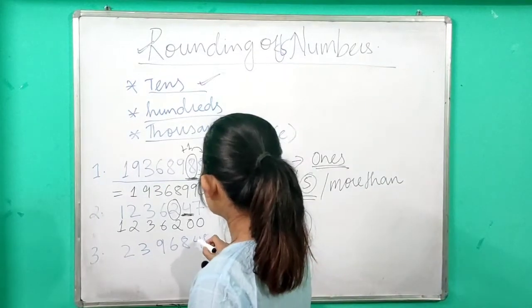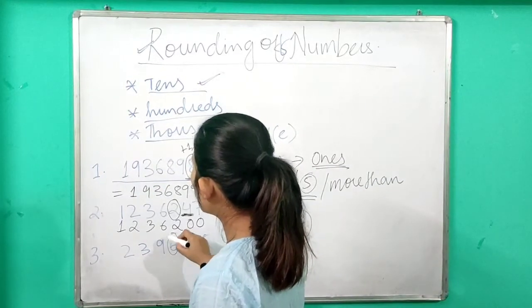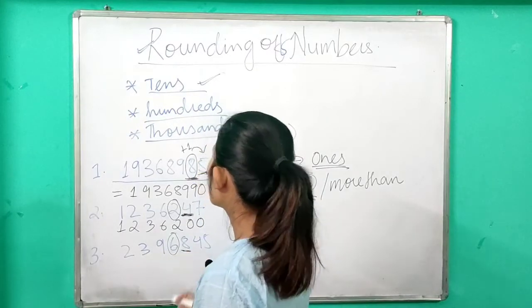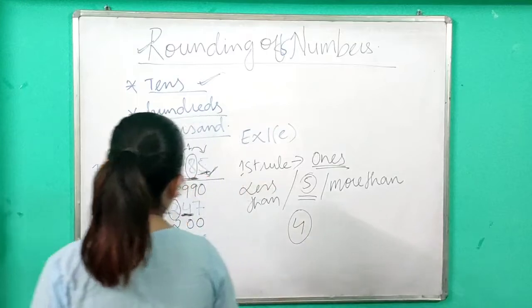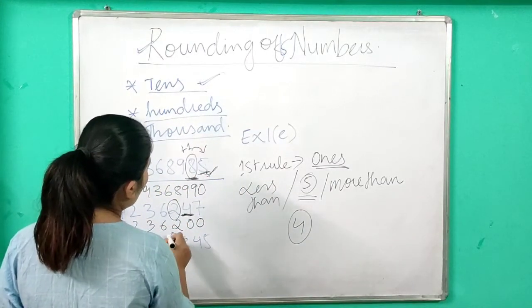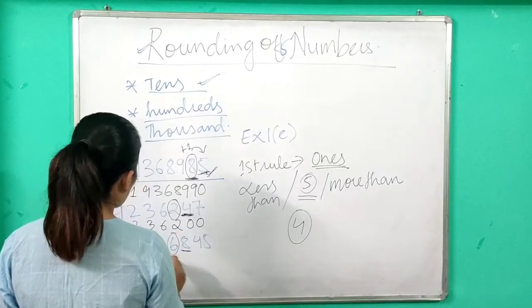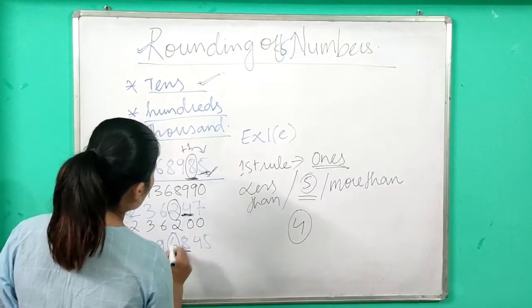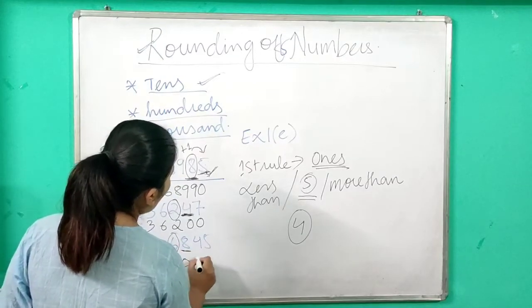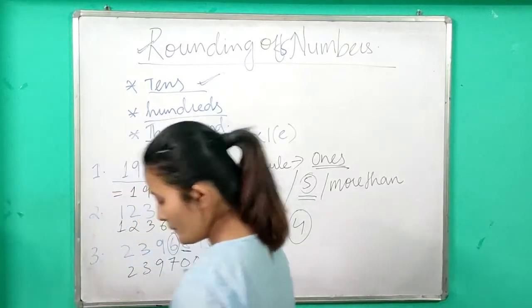So ones, tens, hundreds, thousands. In the thousands place you have 6, and before that, in the hundreds place, you have 8. So 8 is more than 5. That's why you will add 1 to the number in the thousands place. So 2, 3, 9, 6 plus 1 would be 7, and the other numbers would be replaced with 0.